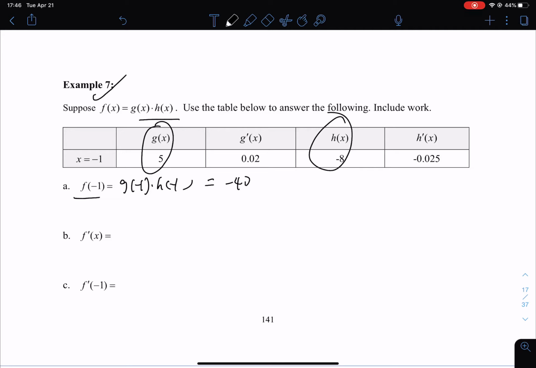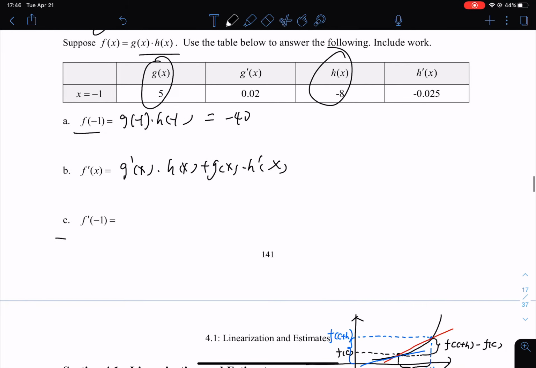And the second one, f prime of x. F prime of x is just g prime of x multiplied by h of x plus g of x multiplied by h prime of x. So we plug in, okay. And then for part c, we plug in x equals minus 1. G prime of minus 1 is this one.